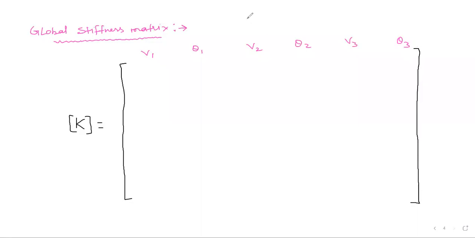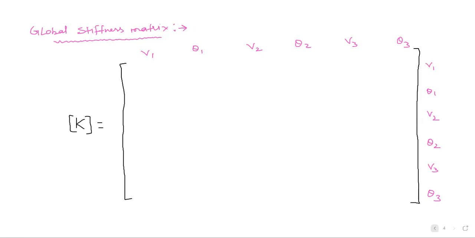So let us write here again V1, theta 1, V2, theta 2, V3, theta 3. Now we need to fill this by seeing the K1 and K2 values. How will we fill this? Let us see. The first element here will be the V1 element. Just see the column and the row number, right? This is V1 column, V1 row. So whatever the element is there, V1 column, V1 row, that we need to write here.